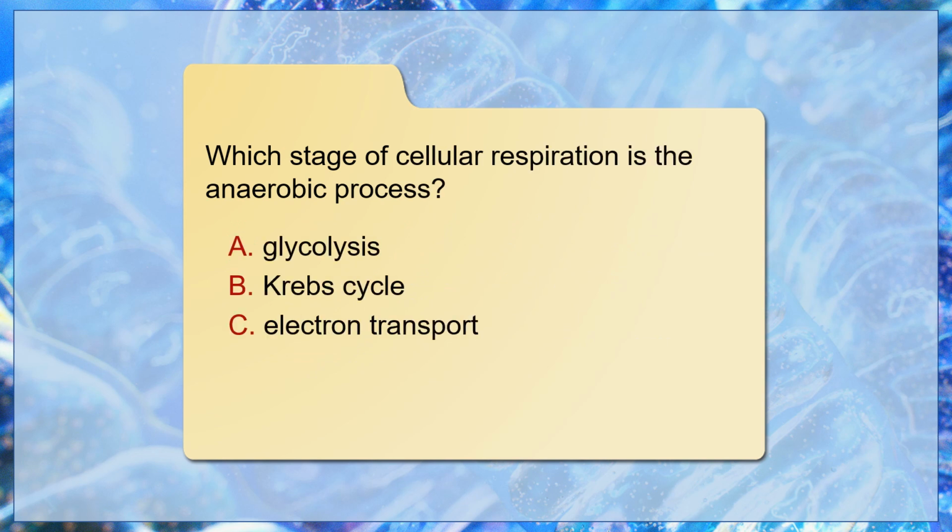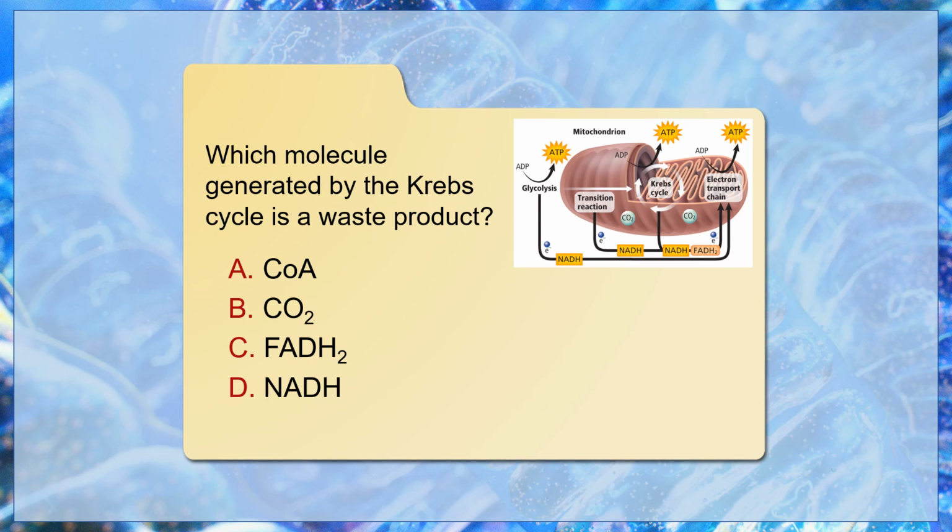Cellular respiration is the anaerobic process. That's glycolysis, because remember, if we don't have oxygen continuing, this will then go to fermentation. If we do have oxygen, it'll then go to the Krebs cycle. The Krebs cycle has a waste product, and that is carbon dioxide. Remember, we're breathing it out. It is a waste product.